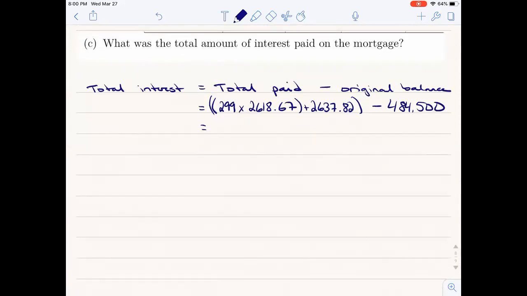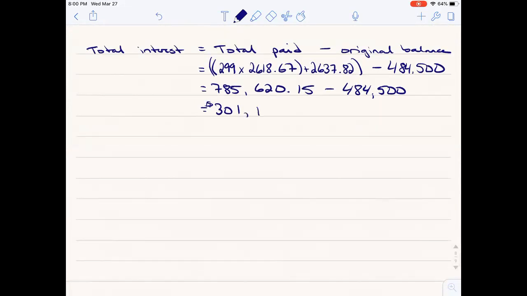So the total paid is $785,620.15 minus 484,500. The total interest paid was $301,120.15. Whew.